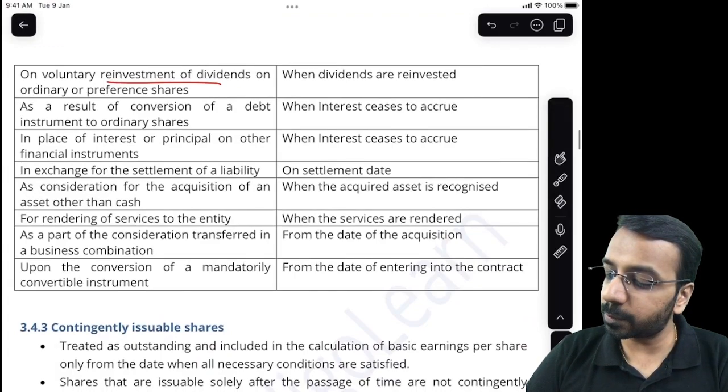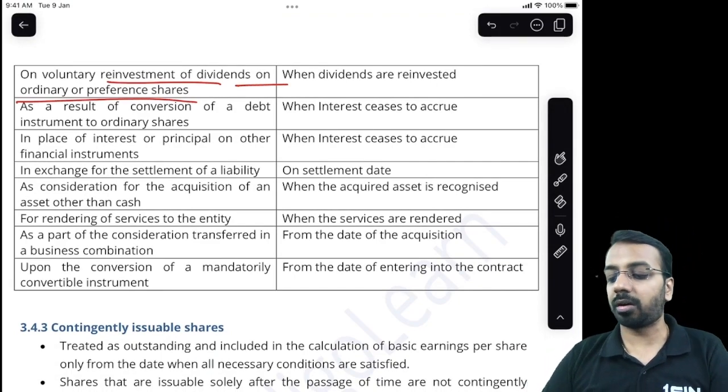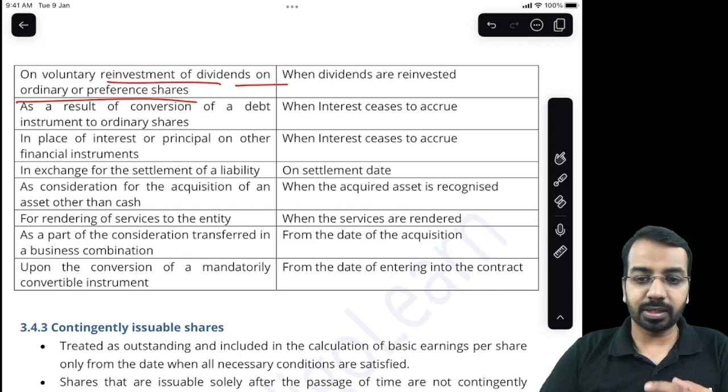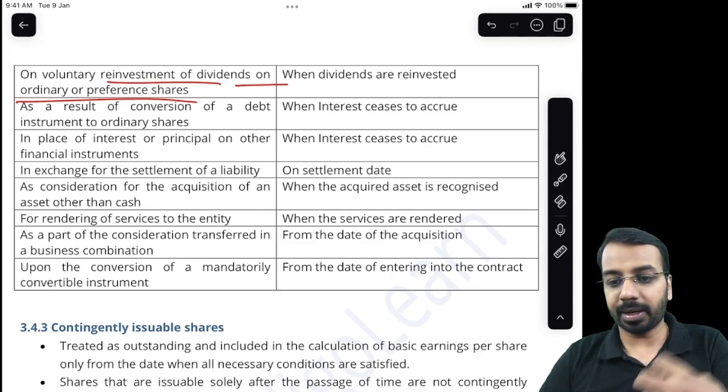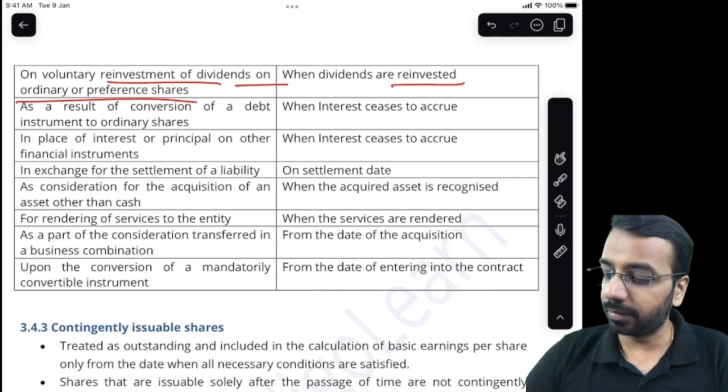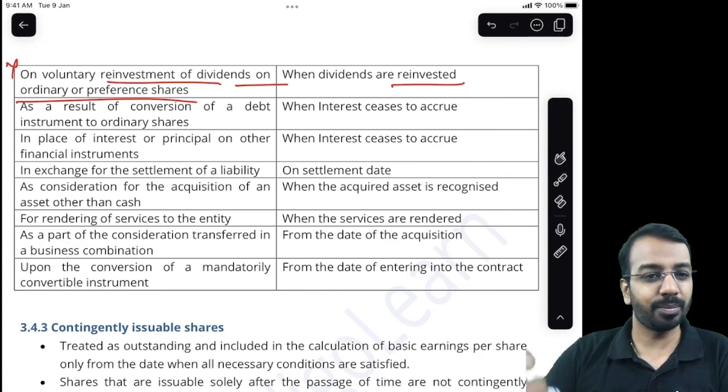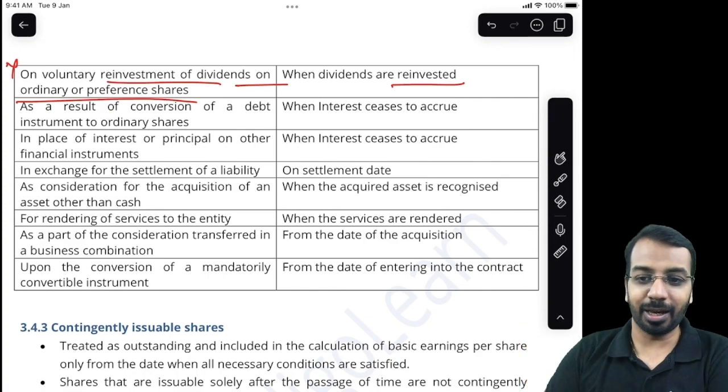Then if there is reinvestment of dividend on ordinary or preference shares, so if the investor says, or if there is a practice in the company that the dividends that are issued are reinvested and shares are issued in place of that, the date of reinvestment. Generally this is not seen in practical life, at least in India, right?